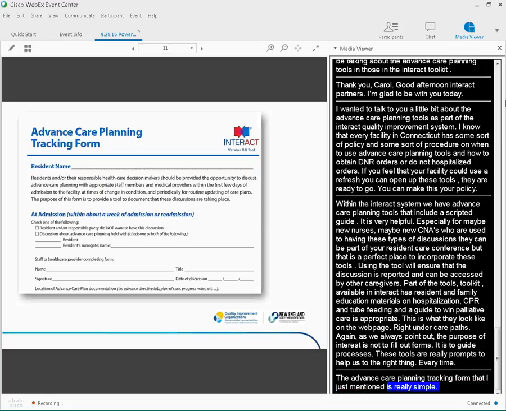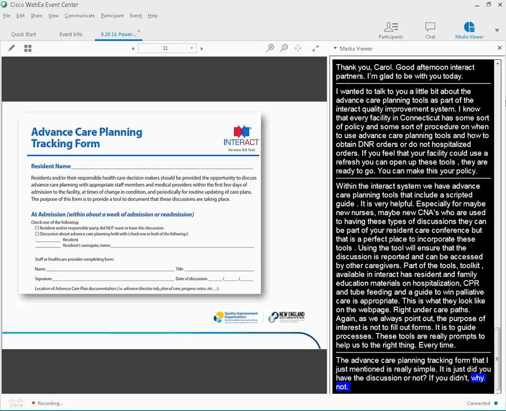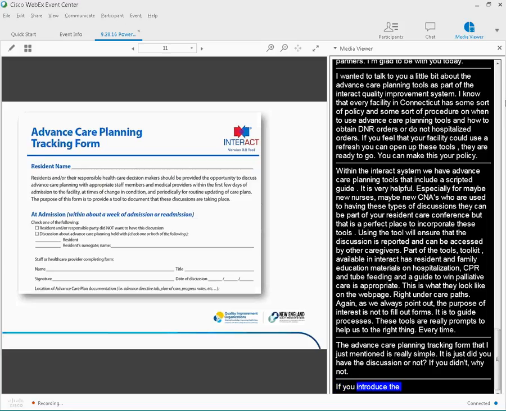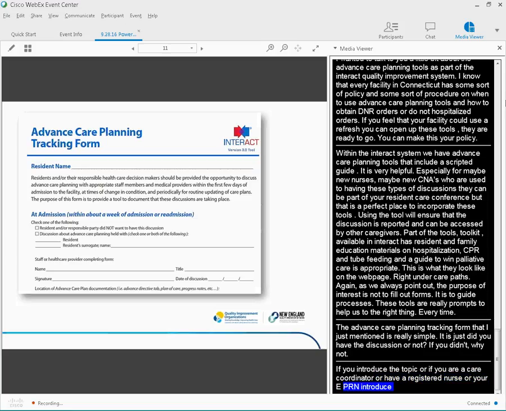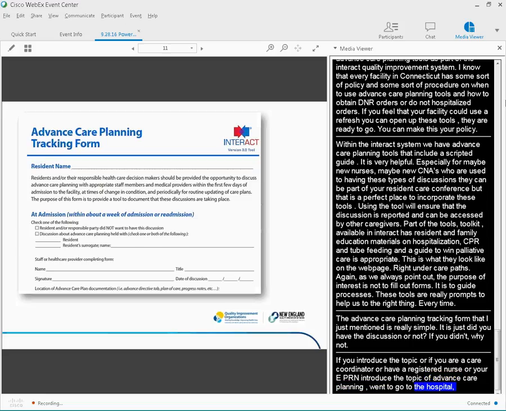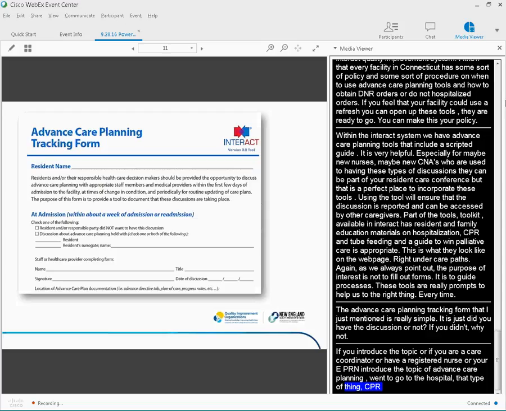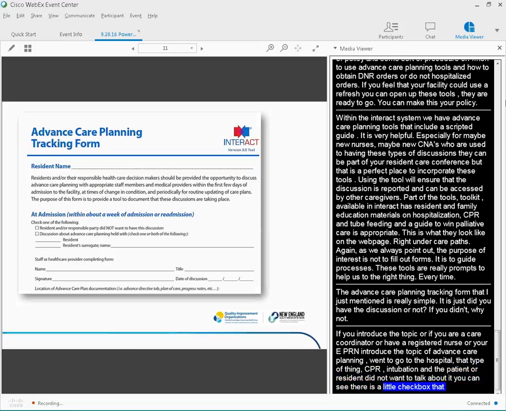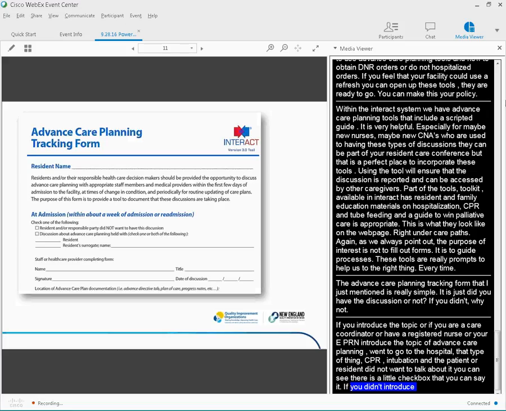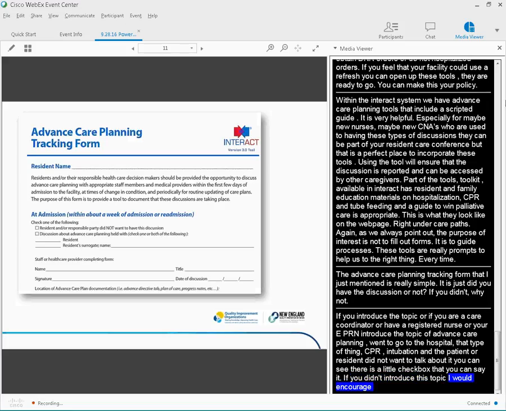If you introduce the topic, or if you're a care coordinator, a registered nurse, or your APRN, and you introduce the topic of advanced care planning, when to go to the hospital, that type of thing, CPR, intubation, and the patient or resident did not want to talk about it, you can see there's a little checkbox for that. If you didn't introduce this topic, I would encourage you to ask yourself why not, because sometimes the reluctance is on our part, not on theirs.